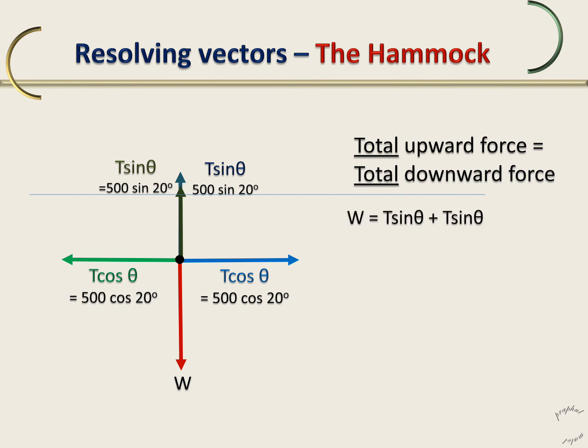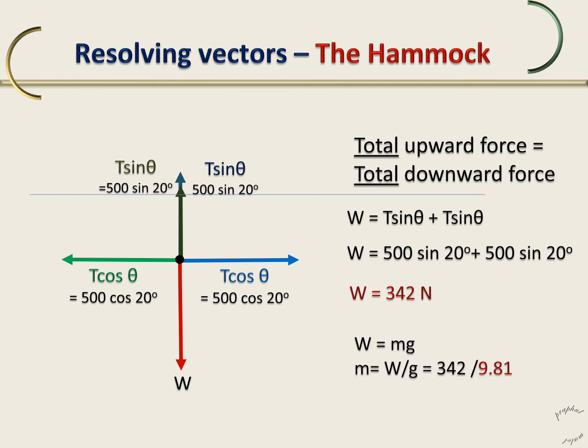So the total downward force W should be equal to the total upward force, T sin theta plus T sin theta. You can substitute the values, 500 sin 20 plus 500 sin 20, and you get 342 Newton. That's the weight of the person. But the question asked for the mass, so you can directly divide by 9.81 and you will get the mass.